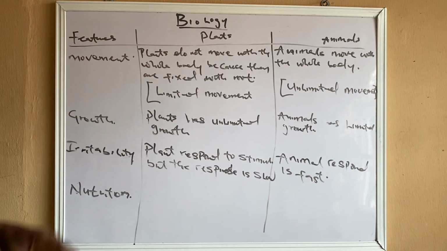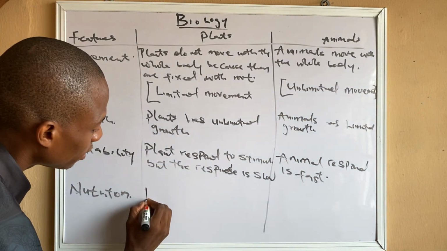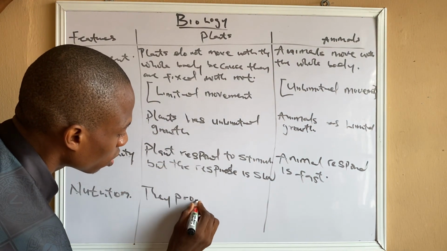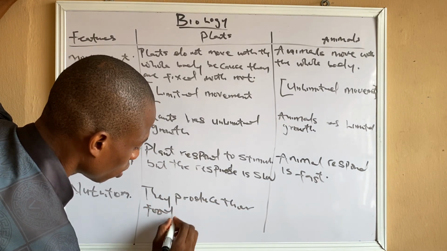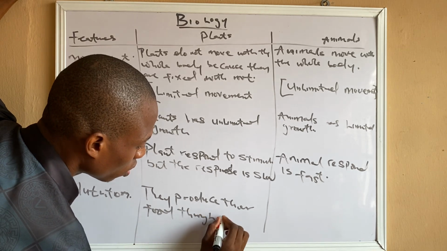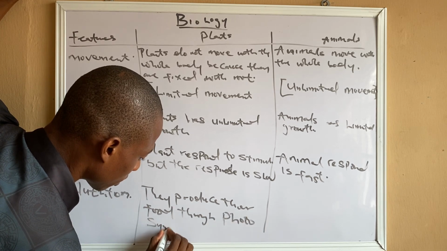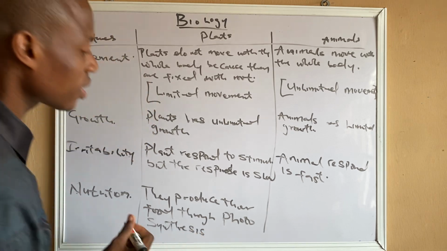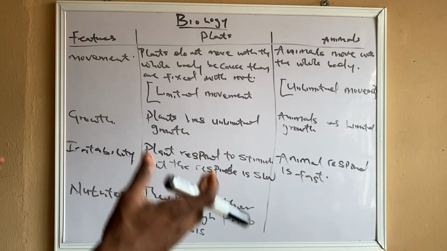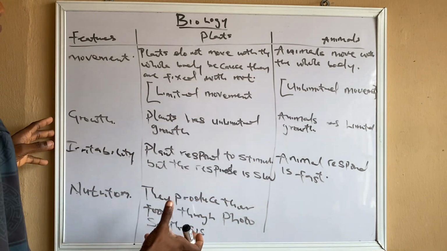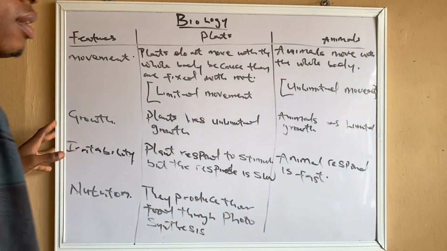In nutrition, they are different because plants produce their food through photosynthesis. What's the meaning of this? Photosynthesis is the ability of a plant to use sunlight and water to produce their own food.